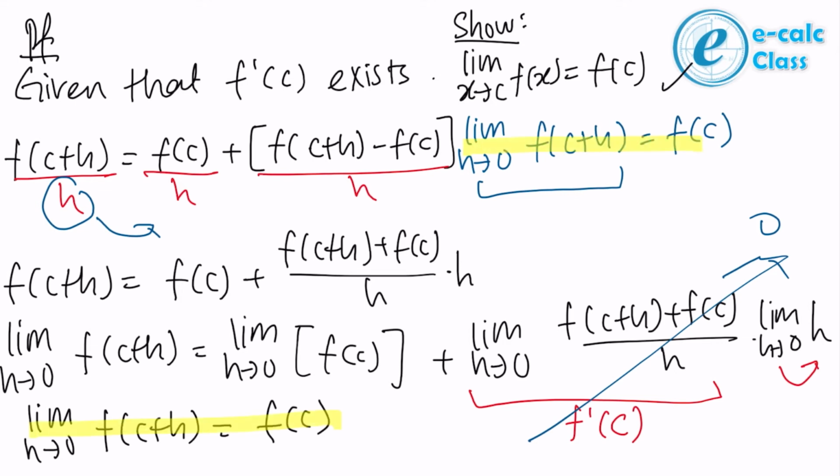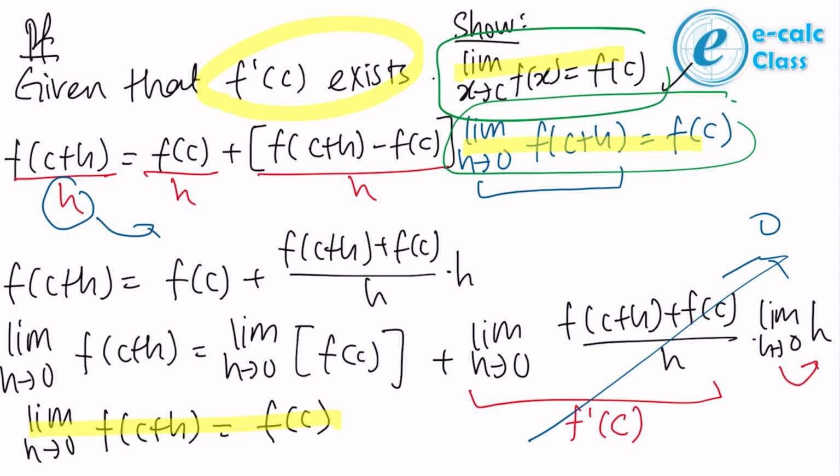If this is true, it means it is continuous. Which means if we set the condition that f prime exists at x equals c, it is automatically continuous, because we can prove that the limit as x approaches c is equal to f of c. Finish. And this is the end of the proof for that theorem.